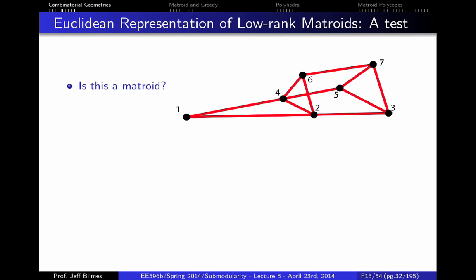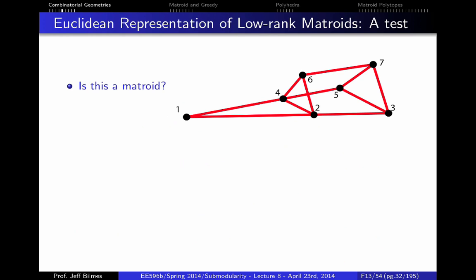Points have to be collinear for there to be a dependence of a set of points that have rank 2, and points have to be coplanar for there to be a dependence that corresponds to the points having rank 3. So now the question is, is this a matroid? Does this correspond to a matroid? Well, how would we do that?